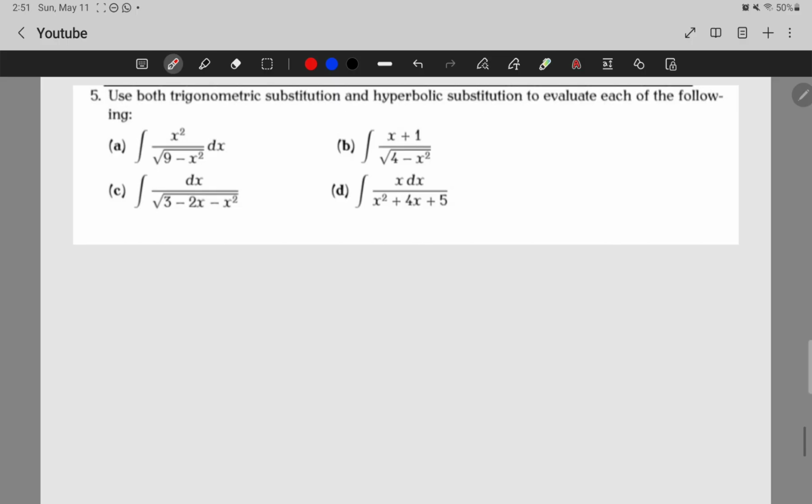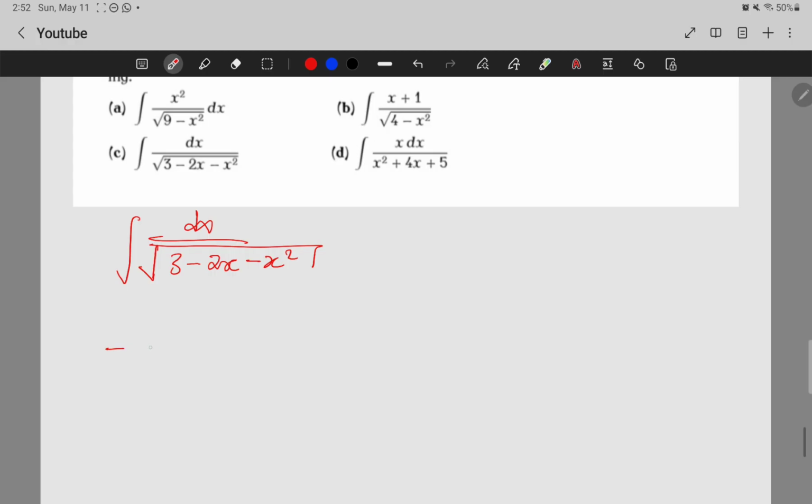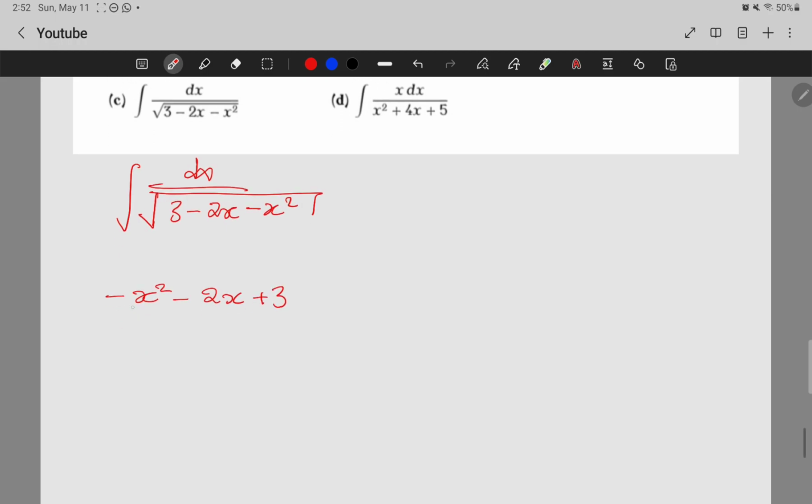Here, if we try to complete the square for the first one, we're looking at the integral dx of root of 3 minus 2x minus x squared. We first focus on that denominator and rewrite it so that we have minus x squared minus 2x plus 3, the standard form of a quadratic expression. Then, completing the square, I want the coefficient of x squared to just be positive 1, so I'll factor out negative 1 there. What remains will be x squared, and it will multiply everything else by negative 1, implying that this will be positive 2x, and this will be minus 3.